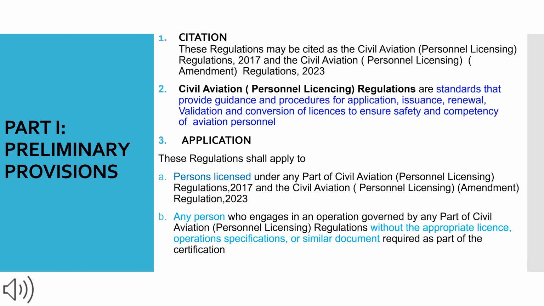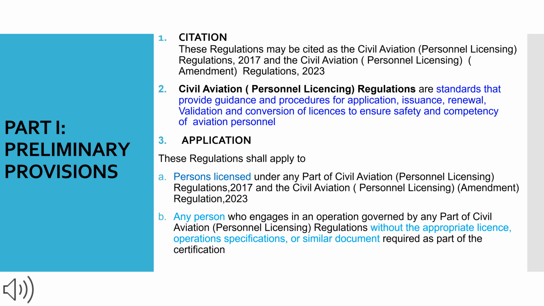Part 1, Preliminary Provisions. Citation. These regulations may be cited as the Civil Aviation Personnel Licensing Regulations of 2017 and the Civil Aviation Personnel Licensing Amendment Regulations of 2023. The Civil Aviation Personnel Licensing Regulations are standards that provide guidance and procedures for the application, issuance, renewal, validation, and conversion of licenses to ensure safety and competency of aviation personnel.